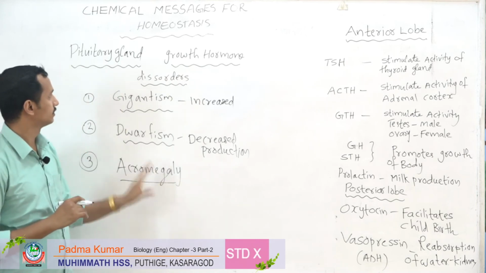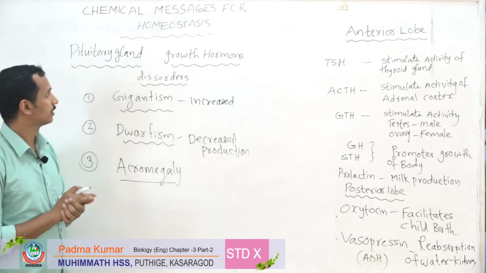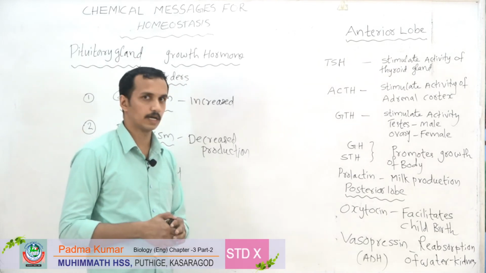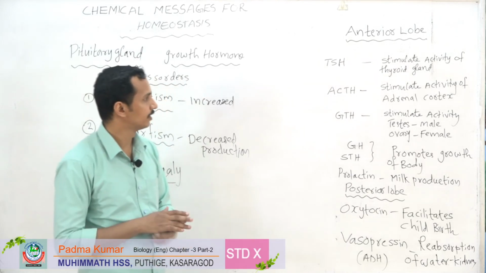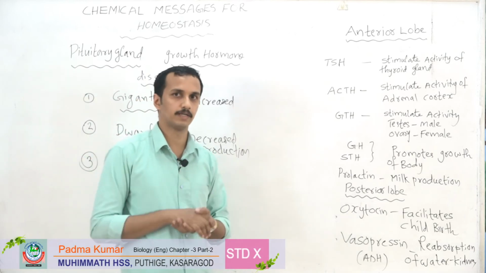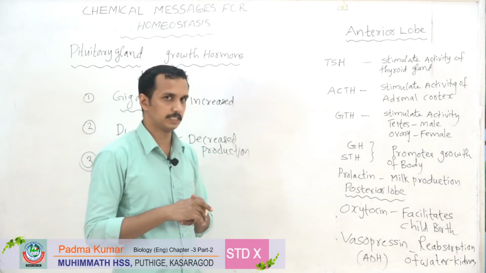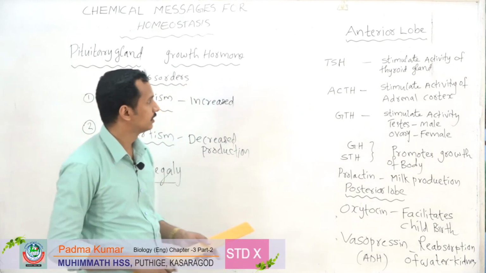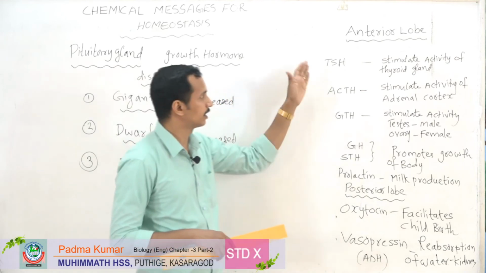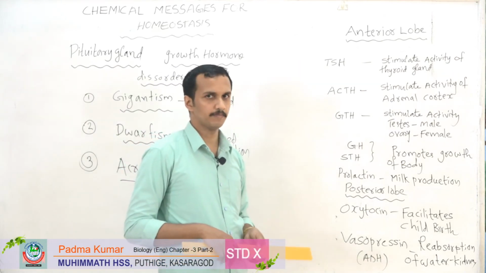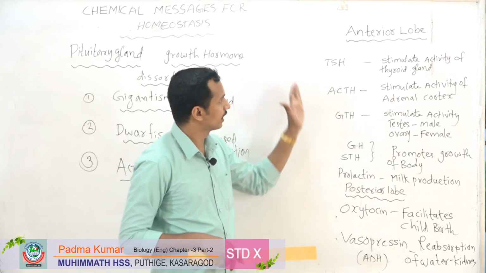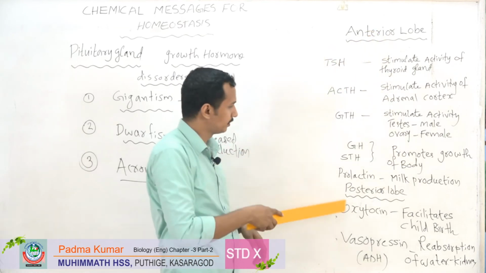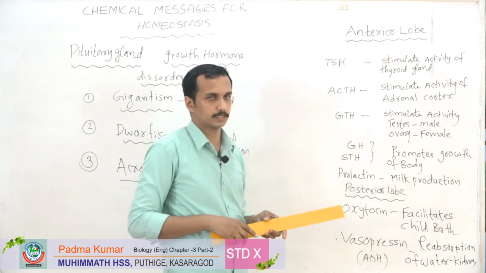So this is about some disorders associated with the pituitary gland. Now we already discussed that there are two regions. The first one is known as the anterior lobe and the second region is known as the posterior lobe. There is a chart mentioned here. You can go through that chart. There are some hormones secreted by the anterior lobe and the posterior lobe.